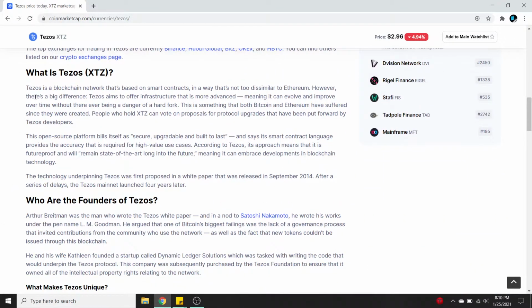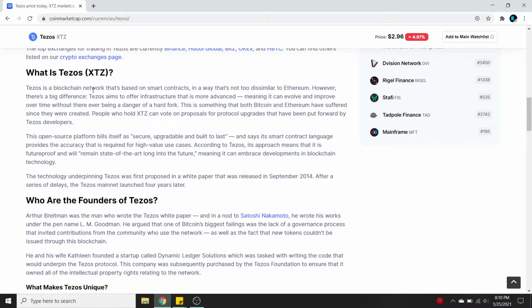All right. So according to CoinMarketCap, Tezos is a blockchain network that's based on smart contracts in a way that's not too dissimilar to Ethereum. However, there's a big difference. Tezos aims to offer infrastructure that is more advanced, meaning it can evolve and improve over time without there ever being a danger of a hard fork. This is something that both Bitcoin and Ethereum have suffered since they were created. People who hold XTZ, Tezos, can vote on proposals for protocol upgrades that have been put forward by Tezos developers.